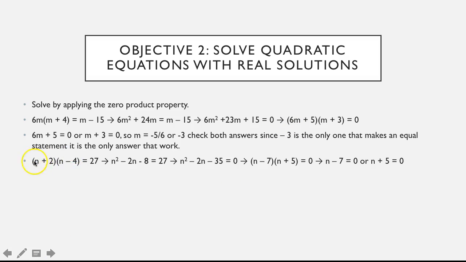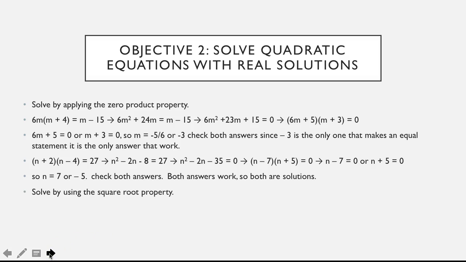Here again, you're going to have to do your distributive or your FOIL, however you want to think about it. You get n squared minus 2n minus 8 equals 27. Bring the 27 over. The factors of 35 that add to -2 lead to the 7 being negative because it's bigger, and then the +5, and you set each piece equal to 0 and solve. So either n equals 7 or -5. When you check your answers back in the original problem, you'll see that both answers work, so both are solutions.